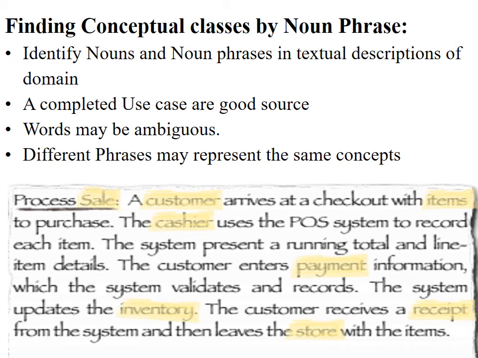So with the help of nouns, you can identify the conceptual classes for a given project. These are the different ways of finding conceptual classes. The key idea behind constructing a domain model is identifying the conceptual classes. Here we have discussed three different ways to find conceptual classes, right? With the help of this, we can identify the conceptual classes and include them in the UML diagram, which is called a domain model.